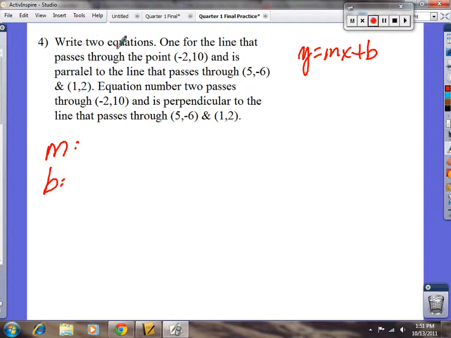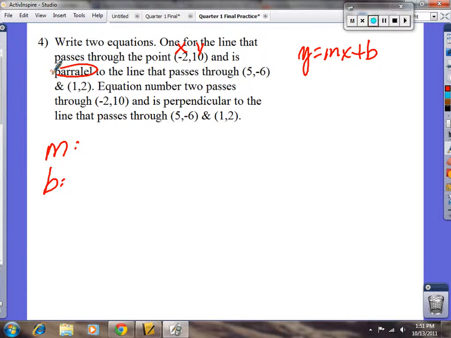The first equation is for the line that goes through this point. So let's label it. That's the x and y they just gave us. And is parallel. Parallel's the key word. Parallel to another line that passes through the points (5, -6) and (1, 2).